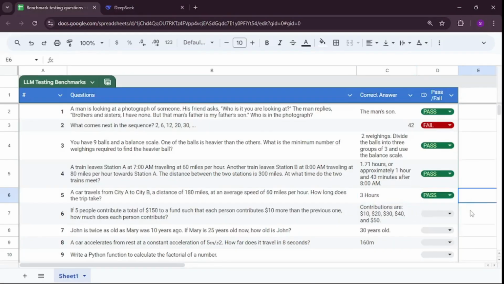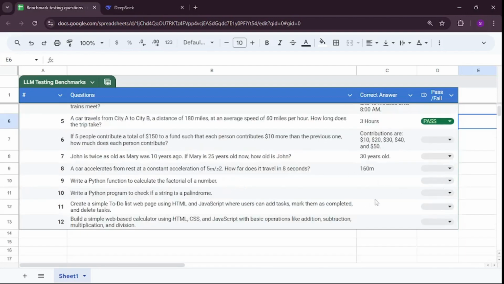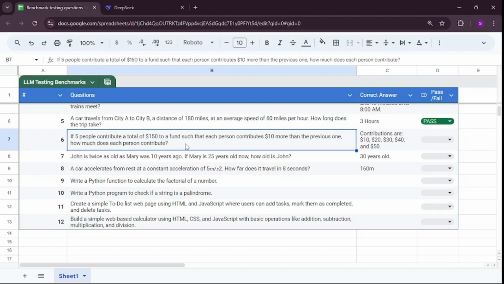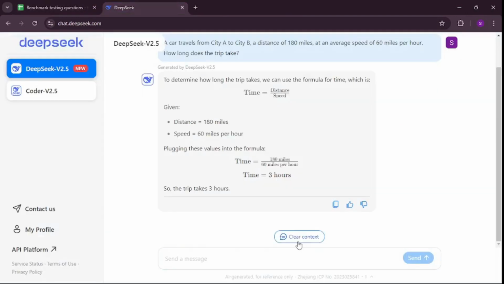Wow, I'm really amazed at this. So it passes 4 out of 5 benchmarks. So I'm really excited about the coding benchmarks later in the video, but let's go with the 6th one here, which is going to be a mathematical problem. So let's go and copy the question. I'm going to clear the context.